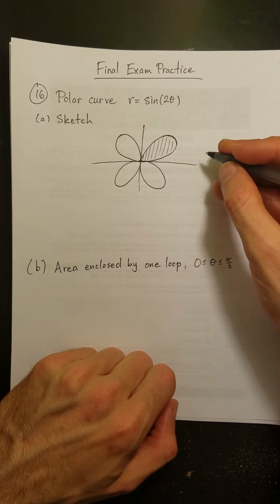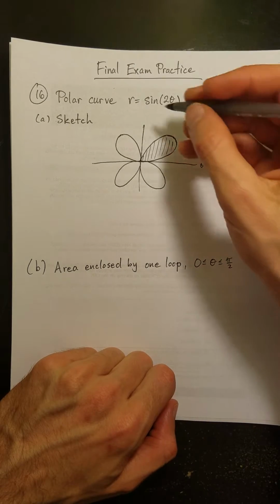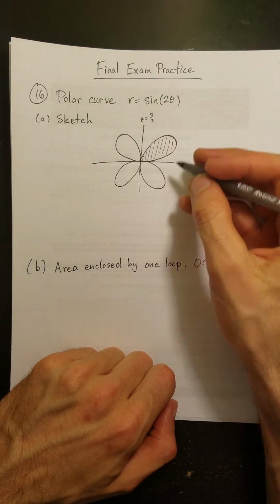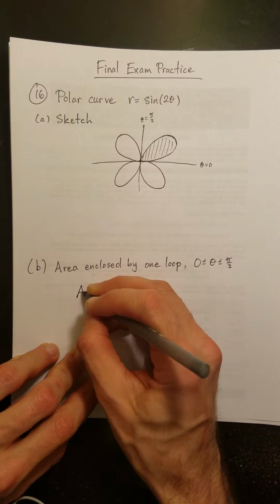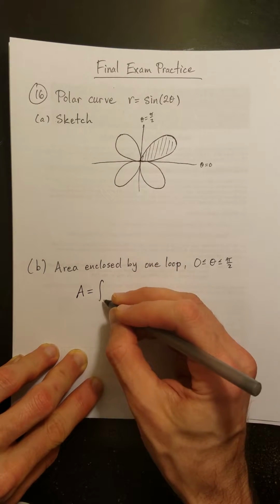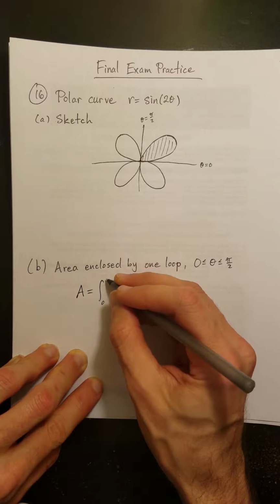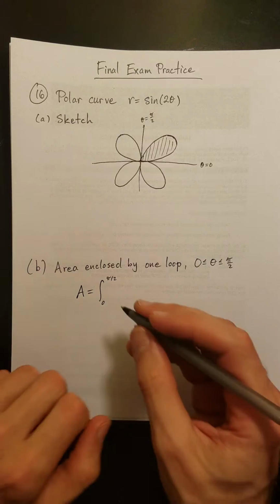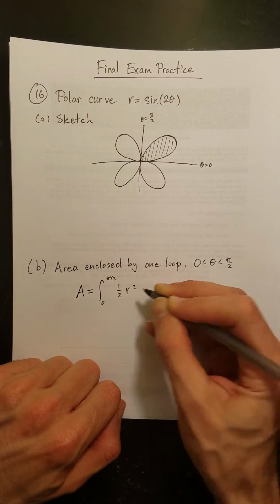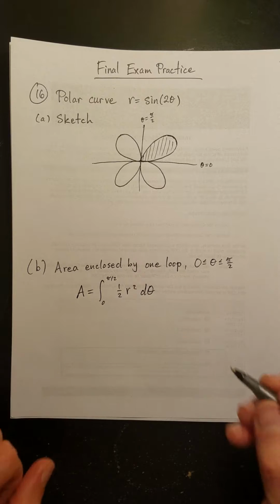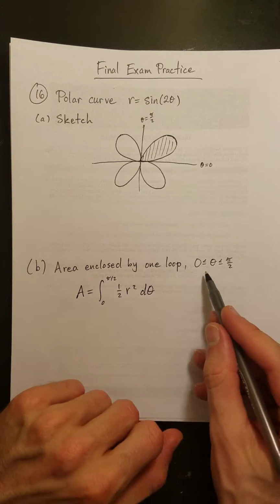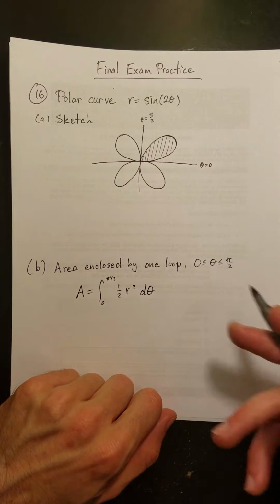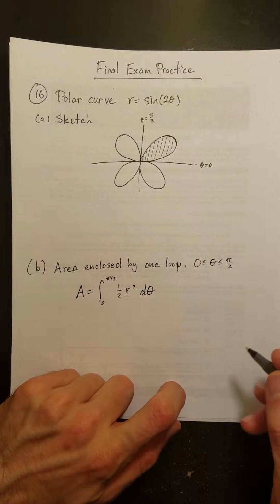So this will be bounded between the values of theta equals 0 and theta equals pi over 2. All right, so we need to write down our area formula. So this will be from theta equals 0 to theta equals pi over 2. And we just need to write down our integrand, which is 1/2 r squared d theta. Either way, that's the reason why theta is between 0 and pi over 2.